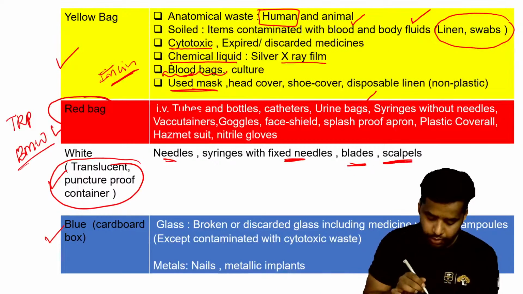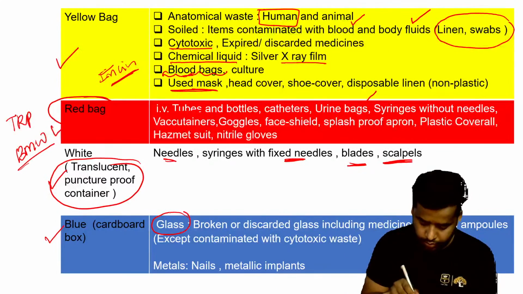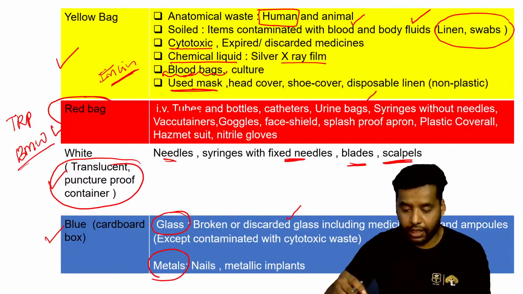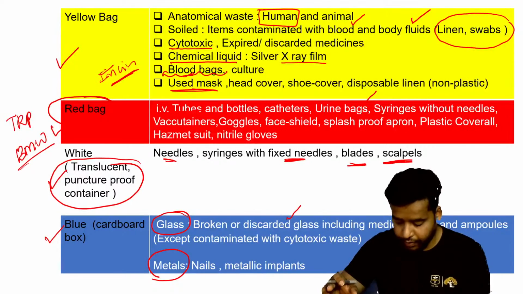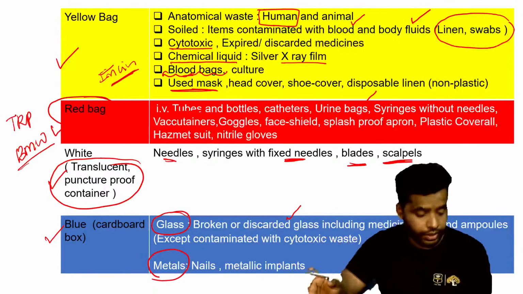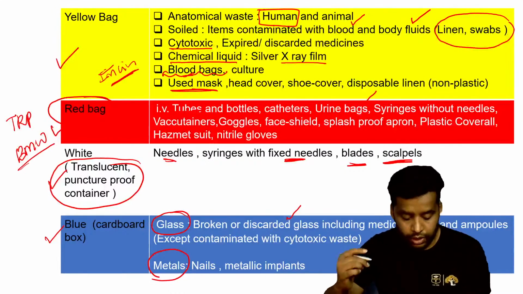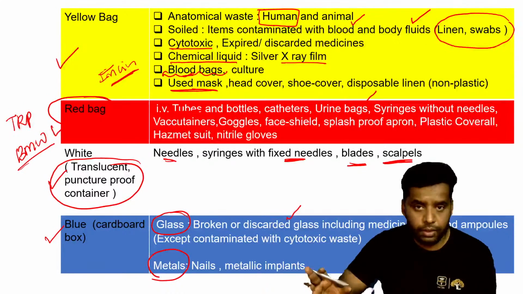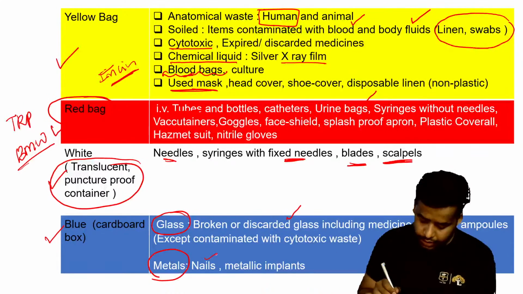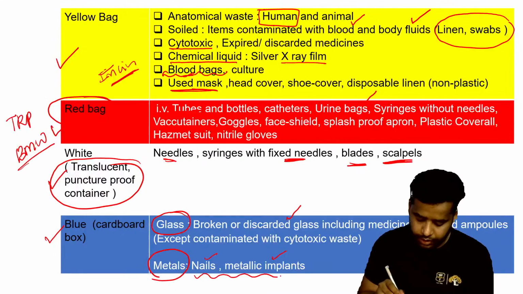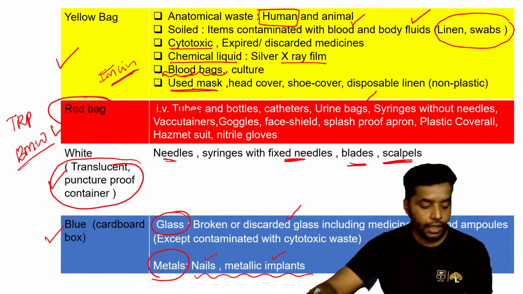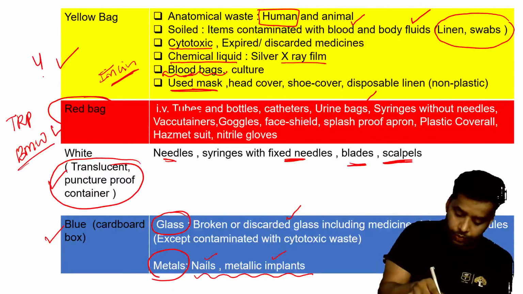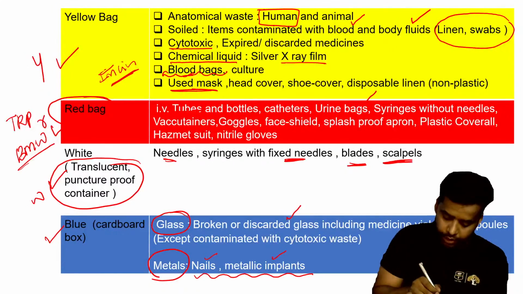Blue cardboard box, important. There are 2 things to remember: glass and metals. Broken glass or discarded glass, including medicine vials, but not with cytotoxic waste. With cytotoxic waste it will go in yellow color bags. Without any cytotoxic waste, you can keep it in blue. And nails and metallic implants, especially in orthopedics, will go in blue color bags. So repeat: yellow, red, white and blue.